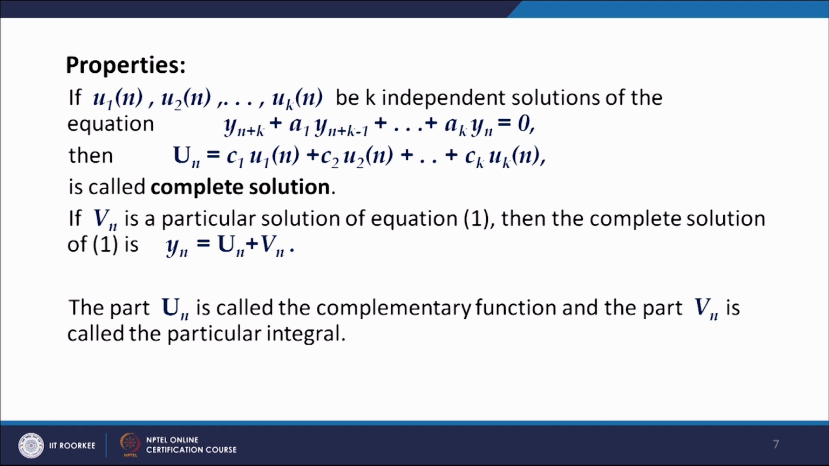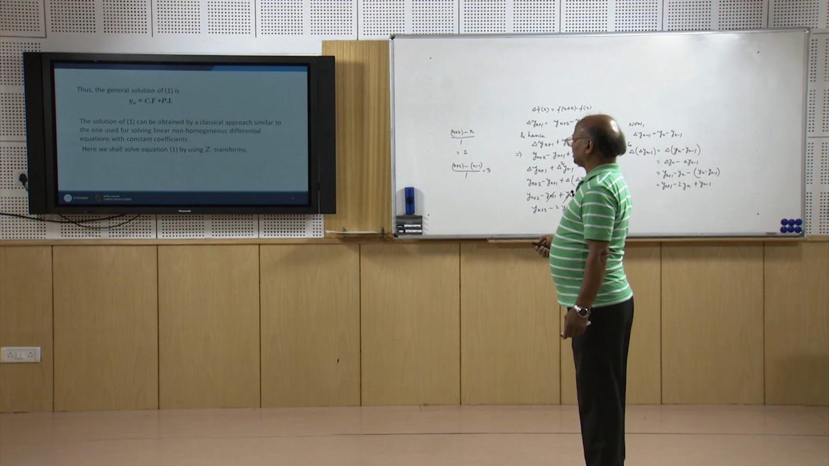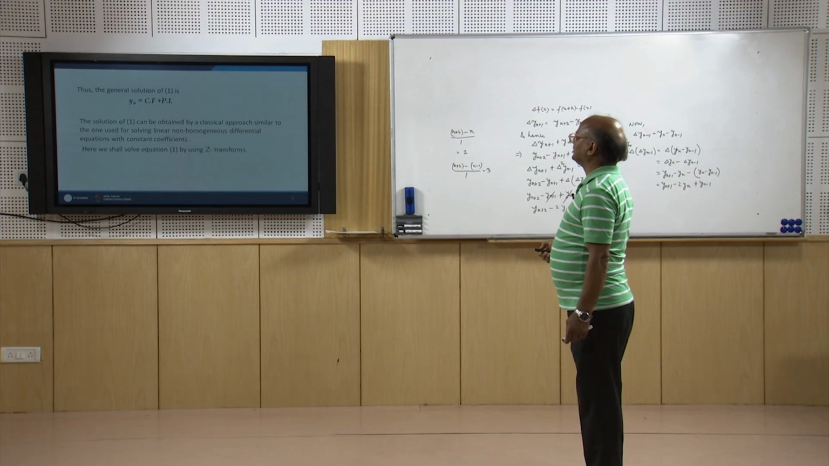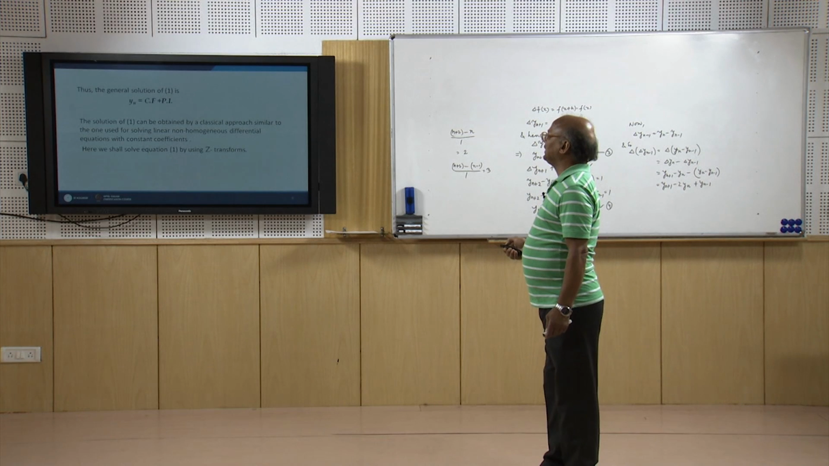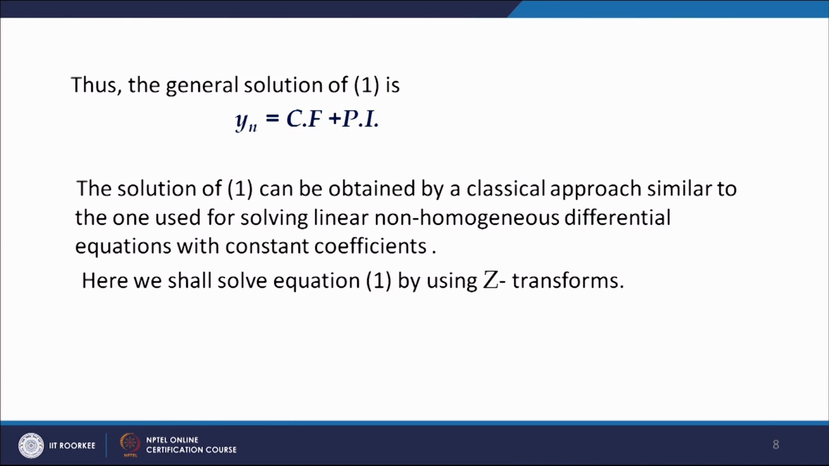If v n is a particular solution of equation 1, the non-homogeneous equation, then the complete solution of equation 1 will be given by y n equal to u n plus v n, where u n is called the complementary function and v n is called the particular integral. Thus the general solution of the difference equation 1 is the sum of the two, that is, the complementary function and the particular integral.